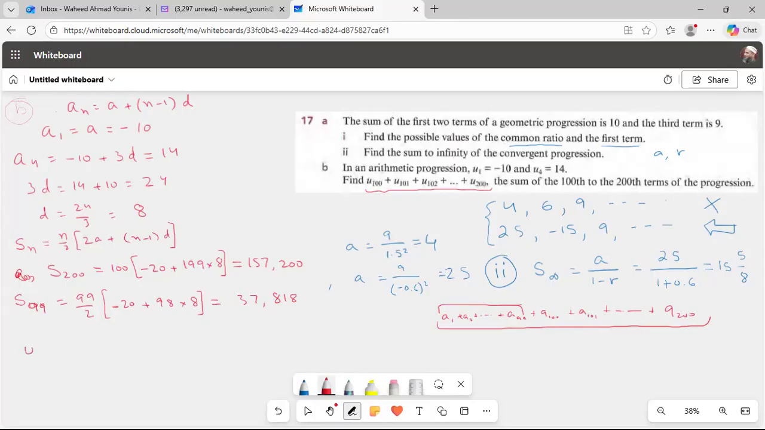So let me use U now, instead of A. I could have used A as well. Anyway, so U100 plus U101 plus up to U200, that is going to be 157,200 minus 37,818. So the answer would be 119,382.